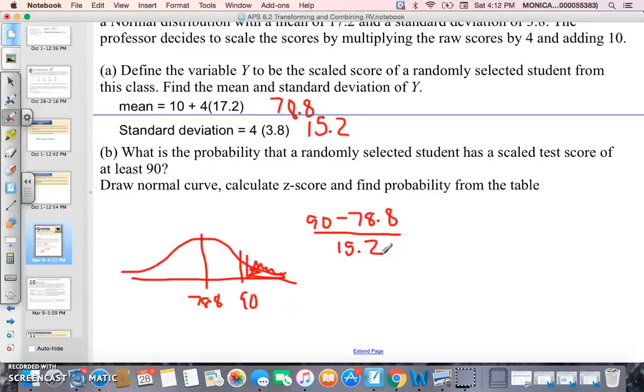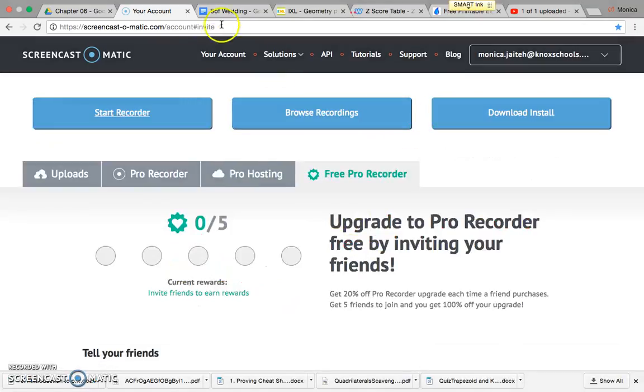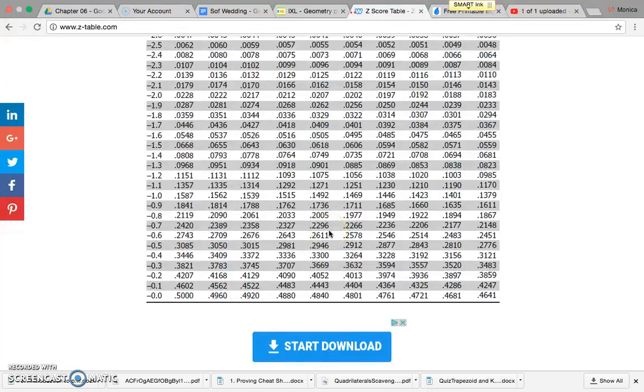So let's go ahead and type that in our calculators. 90 minus 78.8 equals 11.2, divided by 15.2 equals 0.7368. We always go to 4. Now, that's not my probability, that's my z-score. So then again, I got to go, let's see, where is my z-score? Here it is.